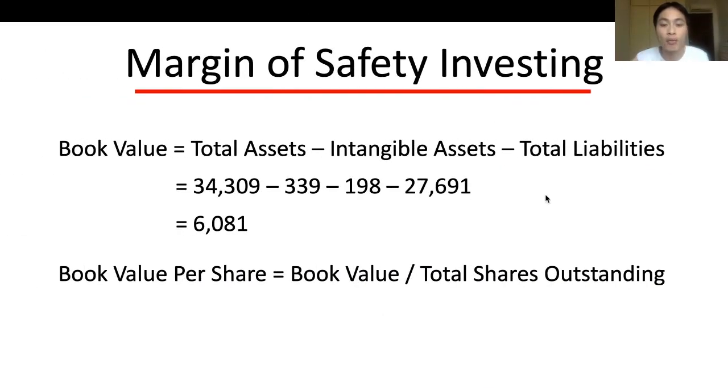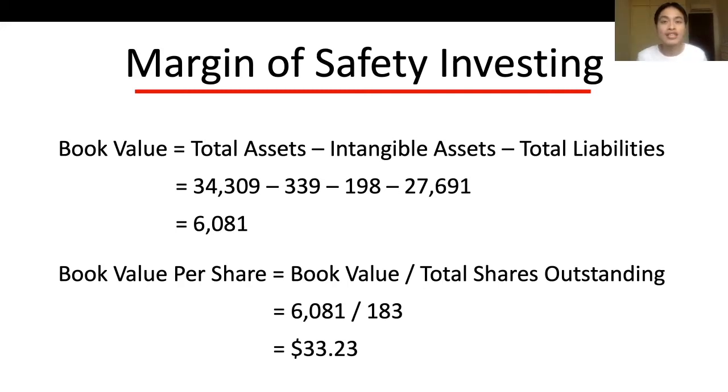Right, so I plug in the formula. So I take the book value divided by the total shares outstanding. So it's 6,081 divided by 183. Remember, the book value is in terms of millions and the total shares outstanding is also in terms of millions. So we cancel that out and we arrive at a book value per share of $33.23.